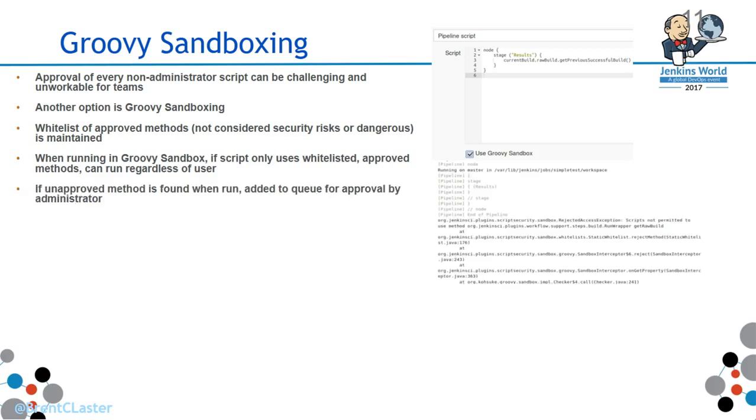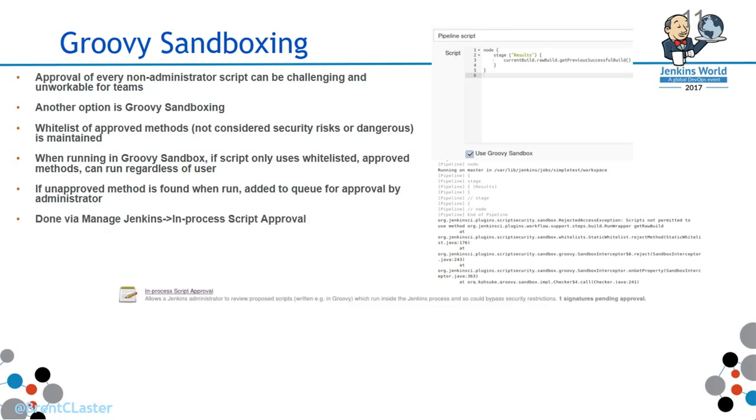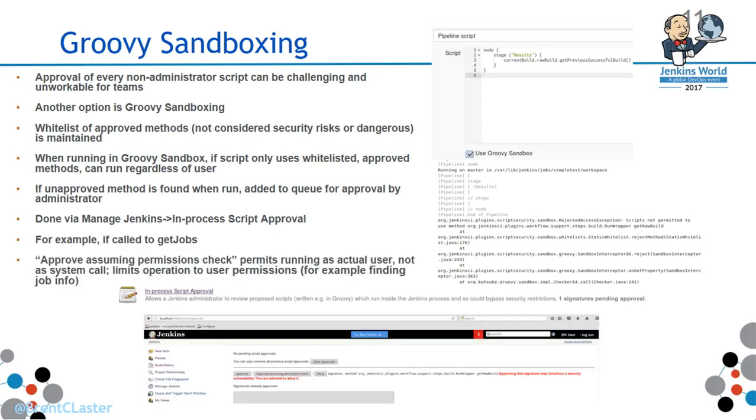If an unapproved method is found, then we fall back to it getting added to the queue, and the administrator has to go in and actually approve it, again via Manage Jenkins, in-process script approval. There's also another kind of permissions check that you may run into if you are an administrator, for example, where there's an option on the script approval: approve assuming permissions check. This permits running as the actual user. What that means is I'm going to go ahead and approve this method assuming that the user has the appropriate permissions in Jenkins.